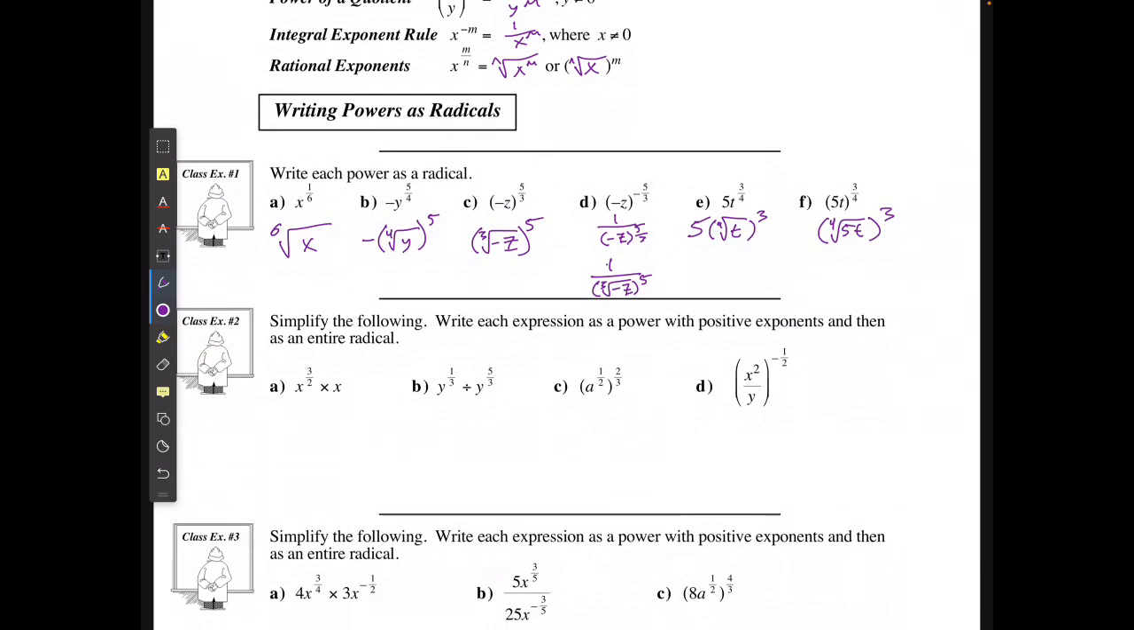If I'm simplifying where I'm multiplying or dividing rational exponents, then I need to remember that I'm going to be adding or subtracting fractions. This is the same as x to the 3 over 2 plus 1, which would be the same as 2 over 2 if I put it as a fraction with the same denominator. So this is the same as x to the 5 over 2 or the square root of x to the power of 5.